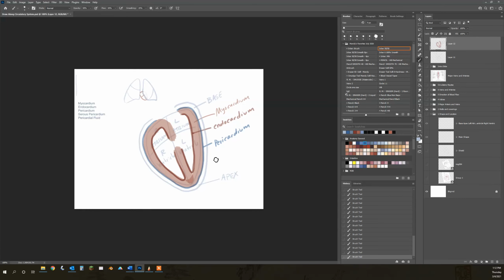This is called the Serous Pericardium, S-E-R-O-U-S. And that is going to be filled with a fluid called the pericardial fluid. I don't do too many things in yellowish, but let's do yellowish. Make it a little smaller. Make it a little bigger.